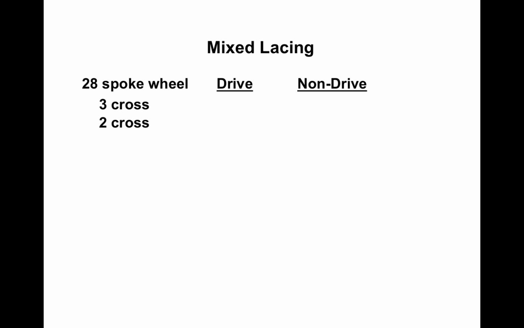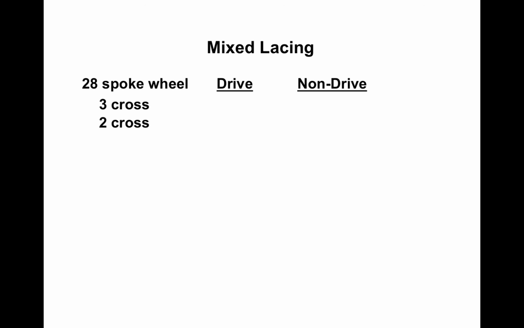We can also try something that we could call mixed lacing. Let's say you're going to build a 28-spoke wheel, and you know there's some benefit to a 3-cross, but you know there's some benefit also to a 2-cross. This is not hard. You just have to pay attention when you're lacing up the wheel and make sure you calculate the spoke lengths correctly. I'm going to do 2 spoke length calculations, one for the 3-cross and one for the 2-cross.